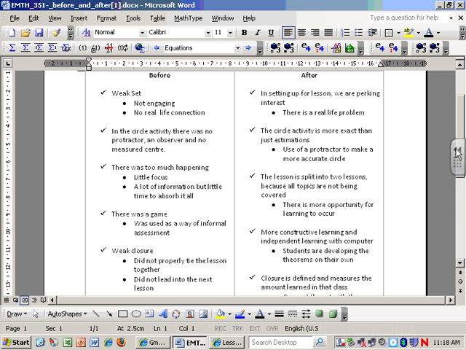Before, there was a game, and it was just used as an informal way of assessment. But because we cut out all these objectives, we cut out the game and moved it to an extension activity or a possible later review.